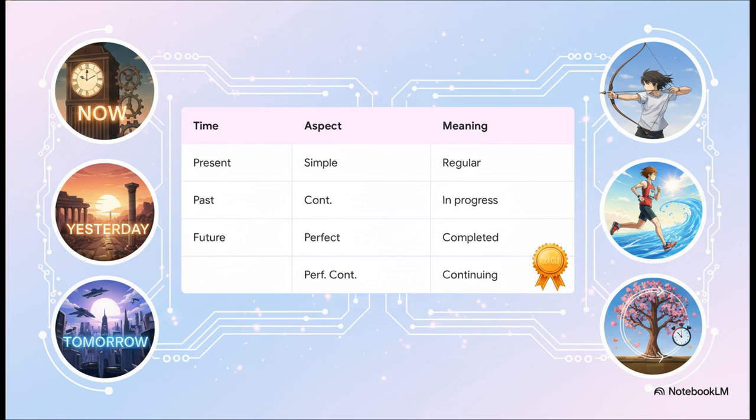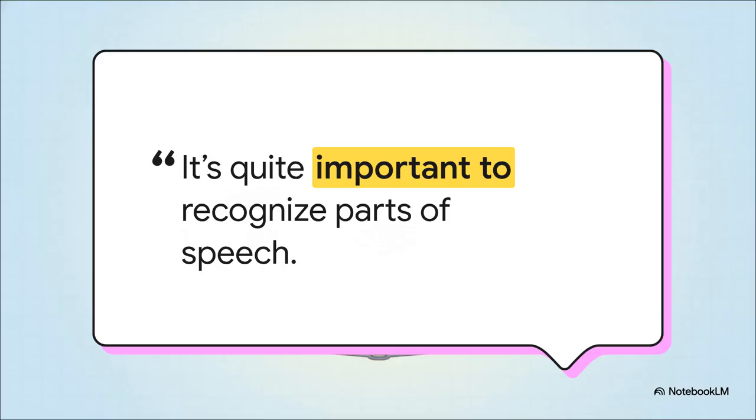Is it simple? That's a regular action. Continuous, it's actively in progress. Perfect, completed. Perfect continuous, continuing for a specific period. You literally just combine any time with any aspect, apply the simple math formula we learned, and boom, you have flawless English grammar. As you can see, mastering grammar isn't about rote memorization.